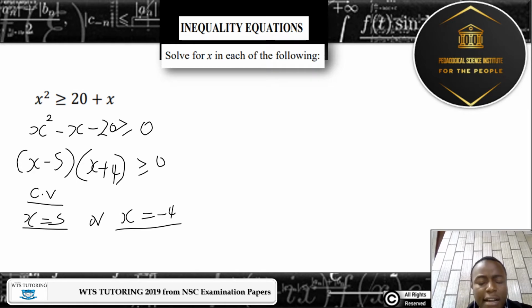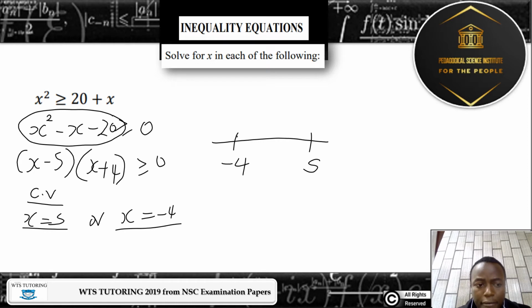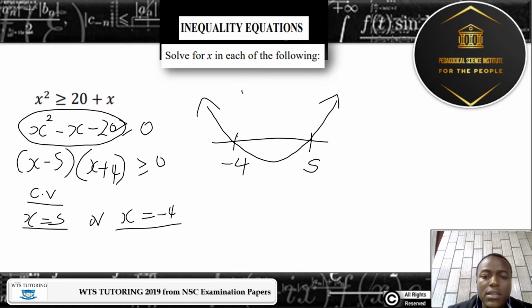After getting the critical values, what do you do? You draw a number line, right? This is your number line. Then you go where there is minus 4, you go where there is 5, right? So now it's very important. Remember, this is a quadratic equation, right? It's a quadratic graph. Check your value of a. Your value of a is positive 1. It means that this graph will be a smile. It's a smile. You can see it's a face smiling.